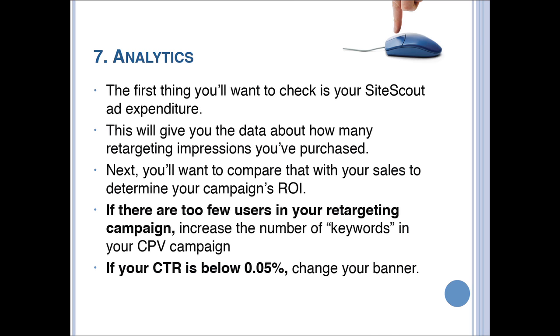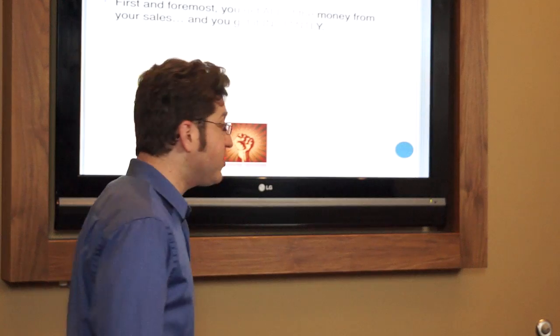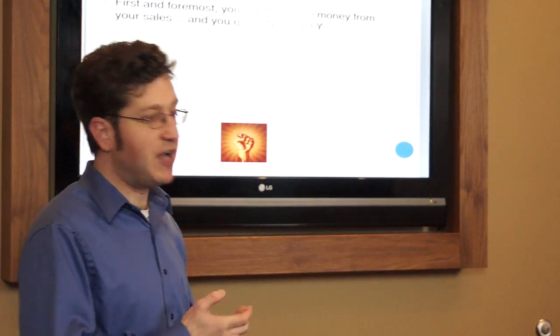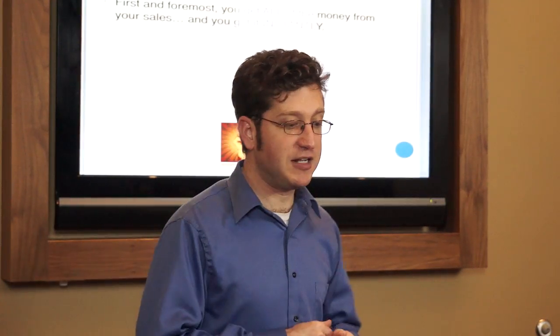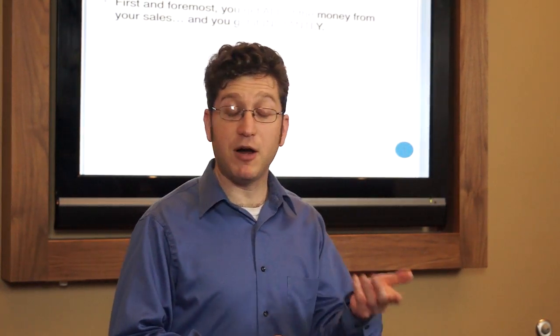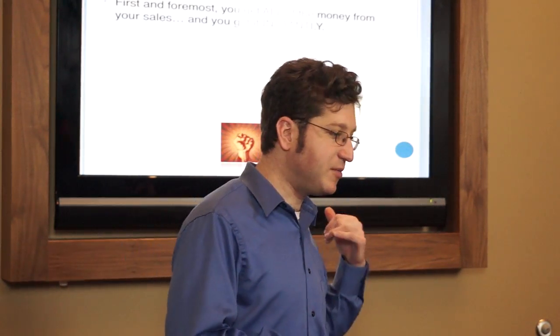Then you've got to analyze your numbers. It allows you to buy media, follow up with leads, even if they don't opt in, which is a huge breakthrough. You'll be adding a ton of new names to the most important list of all, your buyer list. You can also do this with your existing email list. So if you've got people on an email list, now you can start putting ads in front of them and following them around. So you have customers who haven't bought from you in a while. Great way to get them back. Great way to get them to buy more.